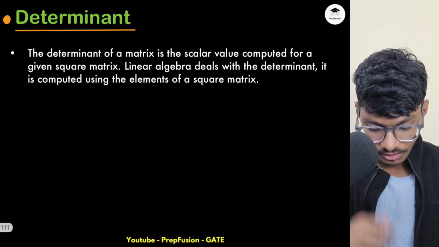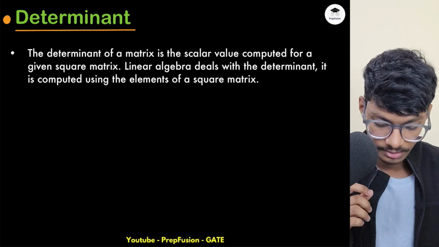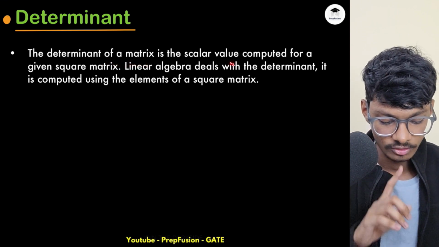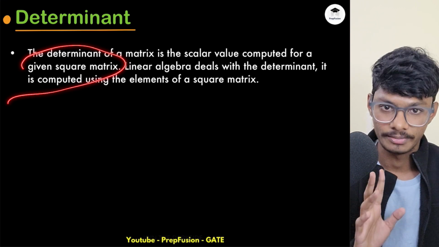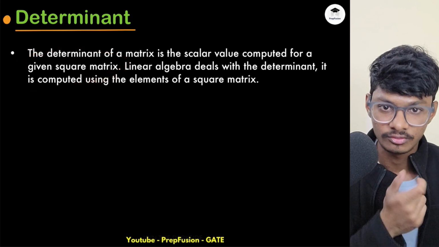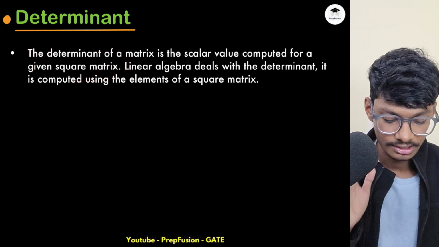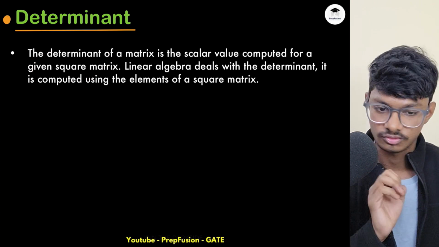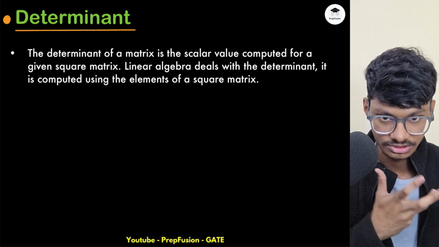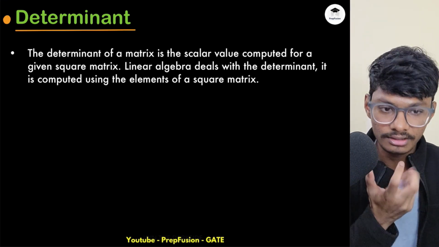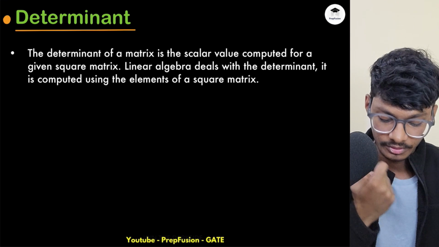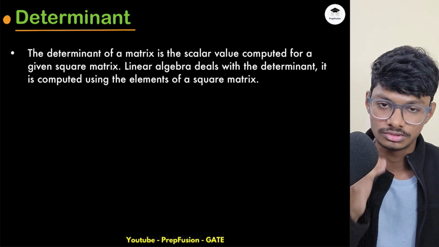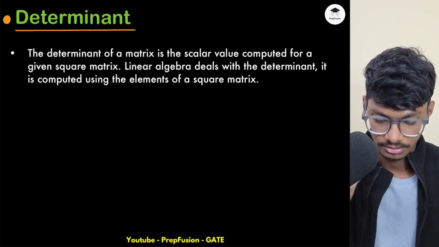So yeah, what is a determinant? The determinant of a matrix is a scalar value computed for a given square matrix, okay. Linear algebra deals with the determinant. It is computed using the elements of the square matrix. It is like an operator, and it is used widely. It is a very important operator.